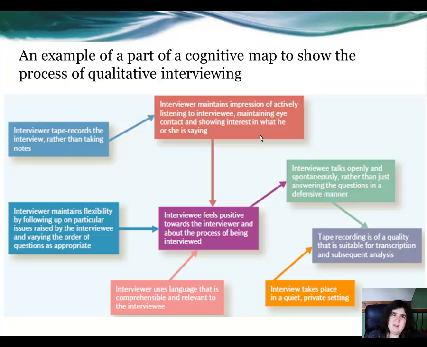I hope this has helped you to understand the nature of qualitative research, and we will be looking at a number of the approaches to qualitative interviews in section 4, where we will look at focus groups, documentary analysis, interviewing, and also other methods as well.